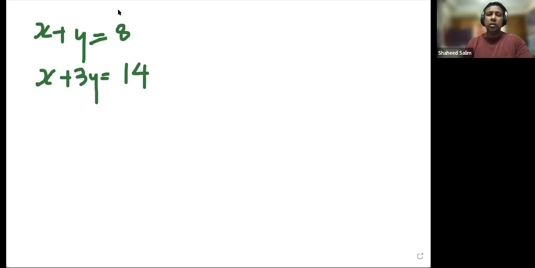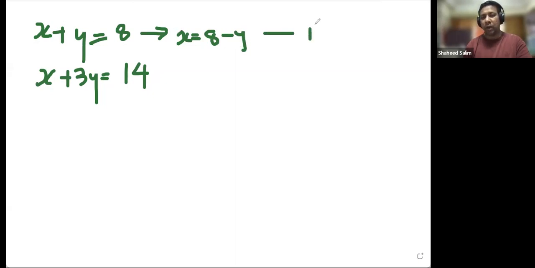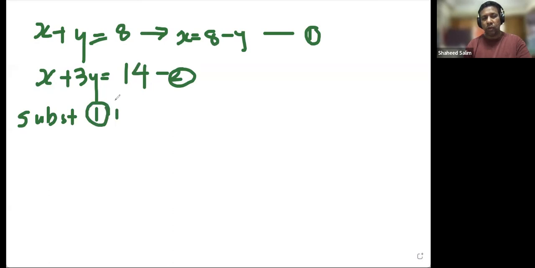So we can call this equation 1, but no, we can change it first now. What we do, we make it x equals to something or y equals something. So let's say x equals to, I bring the y over there, so it's 8 minus y. Is this okay? You understand? I brought this plus y, it becomes minus y, so I call this equation 1. This one I call equation 2. So I'll say substitute 1 into 2.